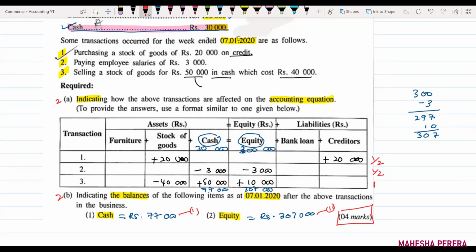Okay, hope you understood how to write answers related to accounting equations, especially when it comes to paper 2. Right, in the next paper class, let's look at MCQs related to accounting equation, and also let's see some questions related to double entry. Okay.